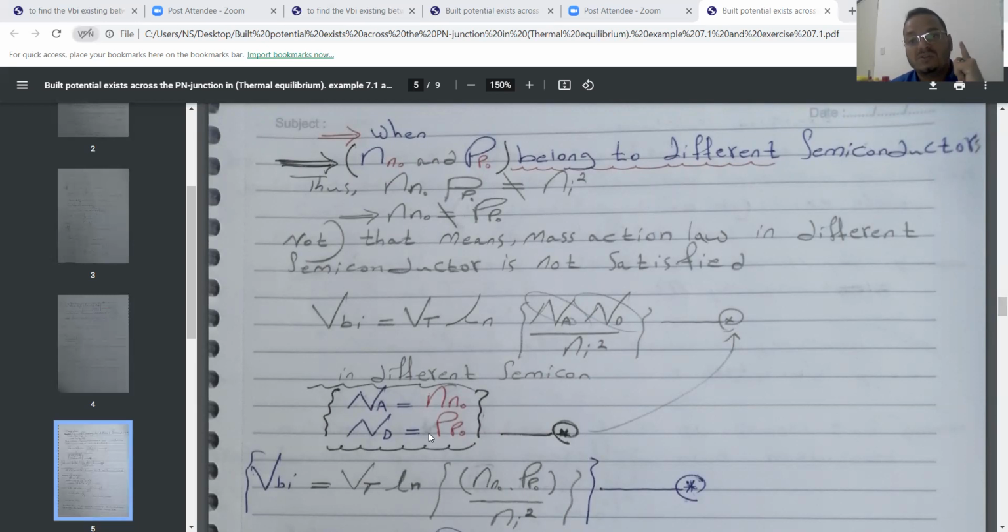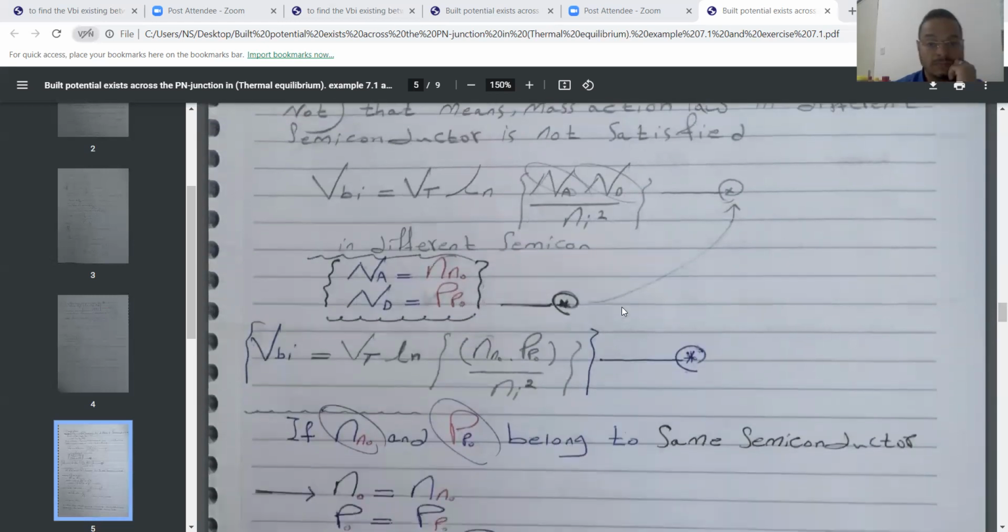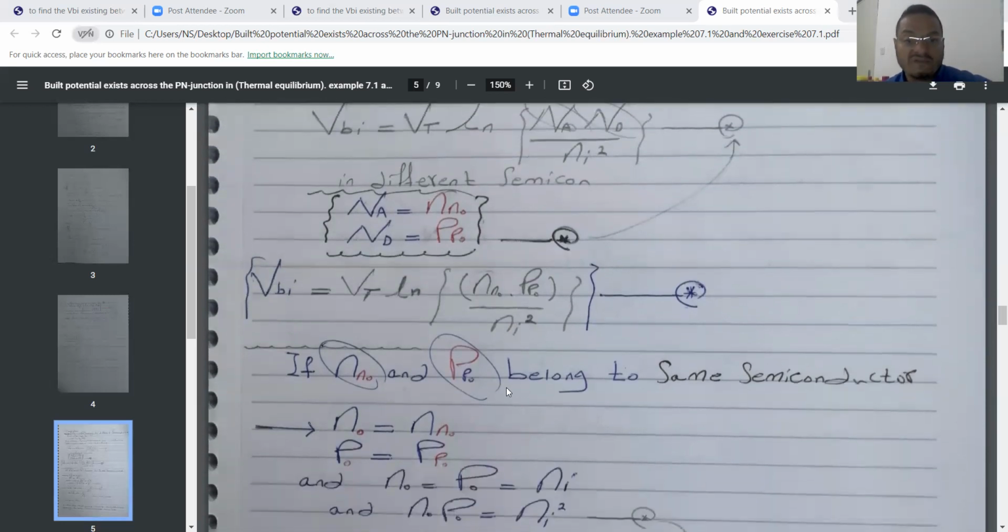Why? Because we're dealing with different semiconductors. That's very important to us. And here, VBI, the built-in barrier potential, equals the thermal voltage times ln of the majority electrons at the N-type times the majority holes at the P-type, divided by the intrinsic carrier concentration squared.